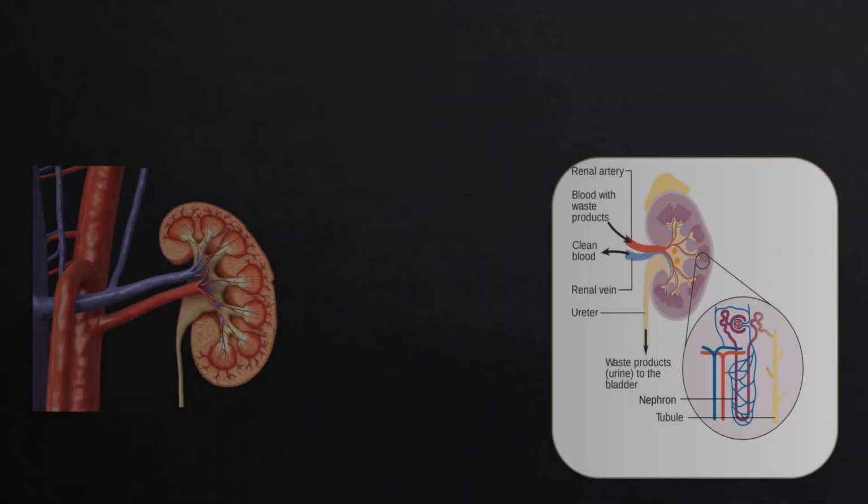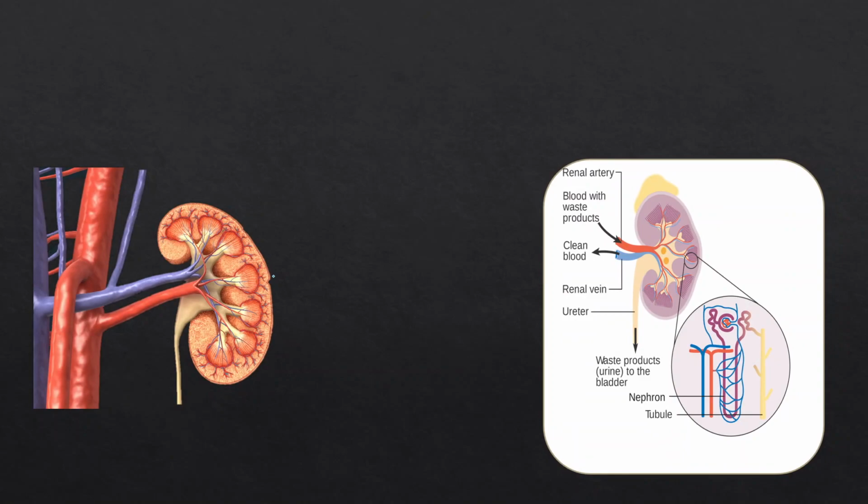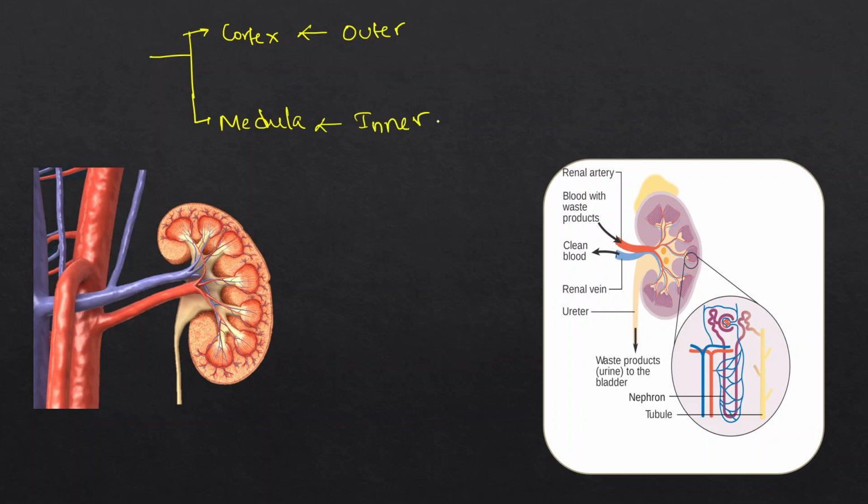Moving on, we'll be seeing the cross section of kidney. What does this kidney consist of? This kidney consists of two parts. For that matter, any organ or any gland consists of two parts: cortex and medulla. Cortex is the outer part and medulla is the inner part. In the adrenal gland also, cortex is the outer part, medulla is the inner part.